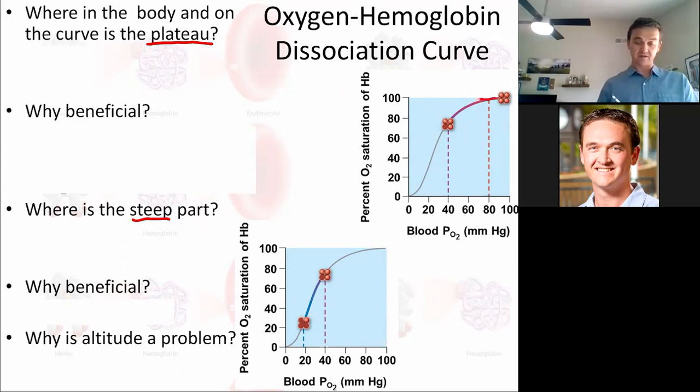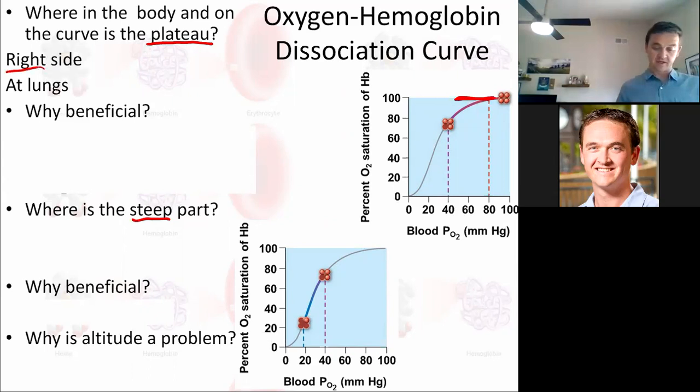Okay, so this is the plateau part. This is up here. It's pretty flat up there, right? So the very high part, okay? So it's the right side, okay? And then when we think about where in the body this is occurring, what we have to think about is, where in the body do we see partial pressures that look something like that of oxygen, right? Somewhere between 70 and 100. Where would we see that?